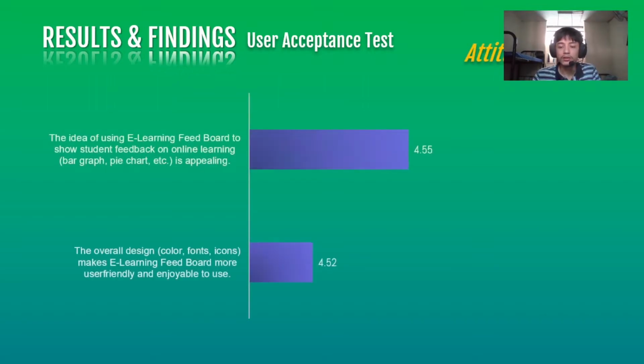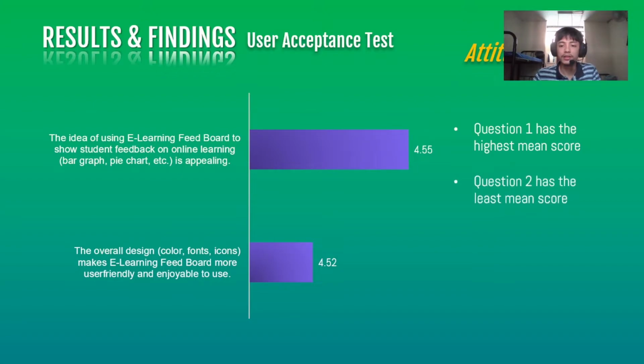Continuing to the next section in the user acceptance test, which is attitude. The result shows that question 1 has the highest mean score of 4.55, meaning that users are very pleased with the idea of using the e-learning feedboard to show student feedback on online learning using charts like pie, bar graph, etc.